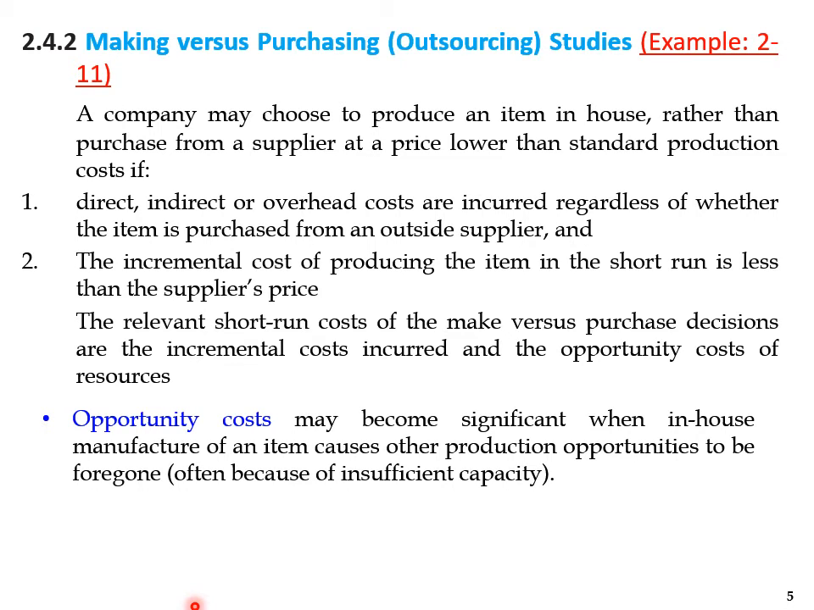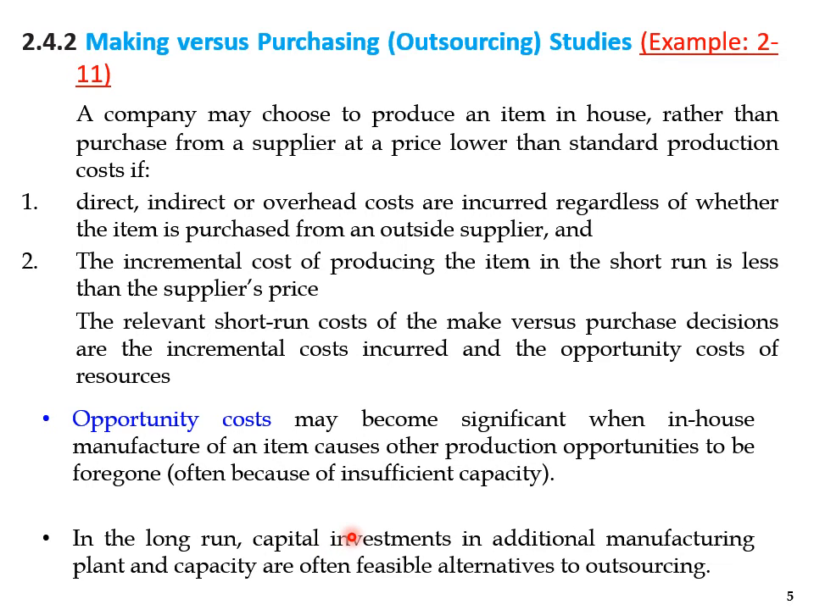So as I told you, these opportunity costs may become significant when you can allocate your resources for something else. You can manufacture other items. And in the long run, these are short run. Short run means in a few days, in a few weeks, or in a few months. So we can call these the short run.